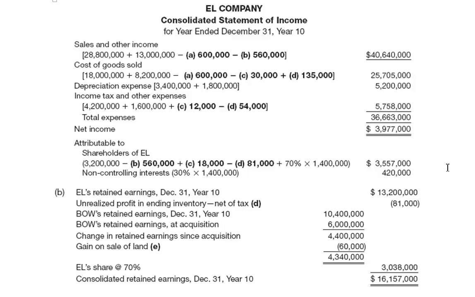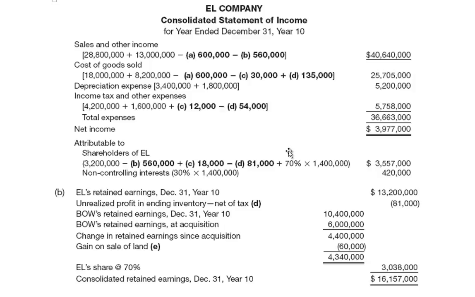So now let's see how we got that number through this process of constructing the statement. First of all, we know consolidation is additive. We add the sales of the sub to the sales of the parent. That's exactly what we're going to do here. We have sales and other income of each separate entity added together, but notice we've deducted $600,000.